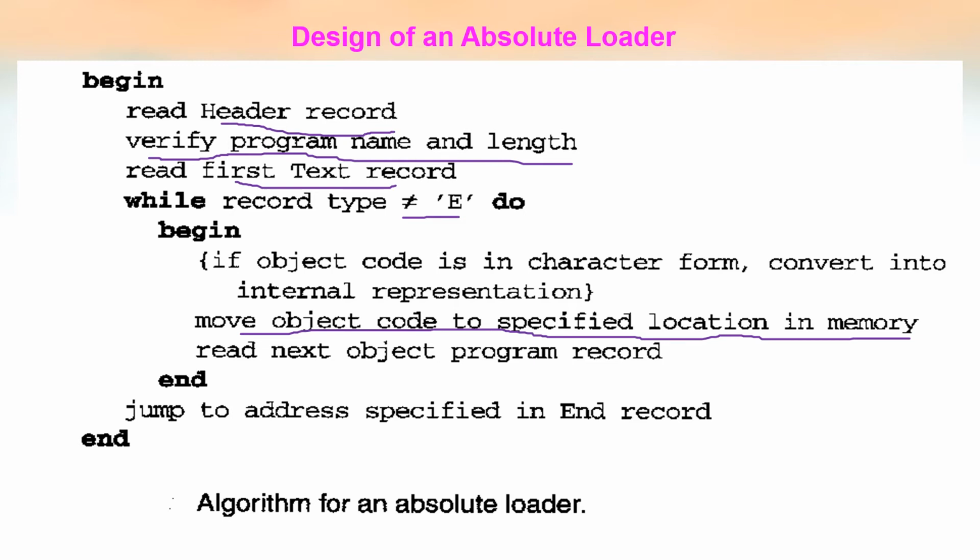And one more thing, if the object code is in character form, so this .obj file means the object code will be in character form. So this character data has to be converted into the machine representation. Then read the next object record and repeat this process till the end record. Once the end record is reached, jump to the address specified in the end record, which is the starting address of the program, and the program gets executed.